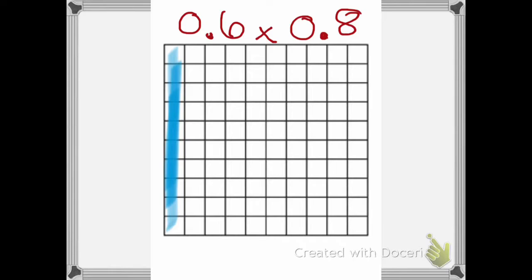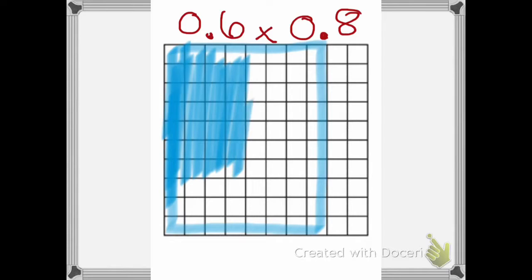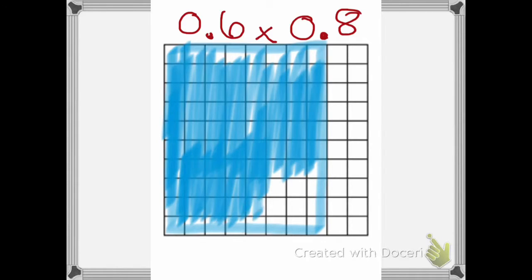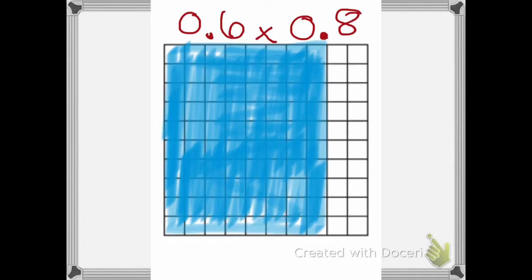So here's a tenth. All of these are tenths, and there's 8 of these. 8 out of 10, which is the same thing as 8/10. So I'm shading in blue how much pizza Sarah has. So Sarah has all of this.